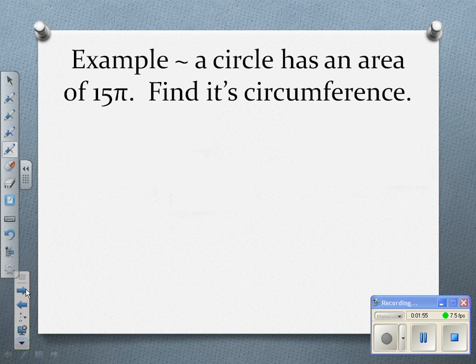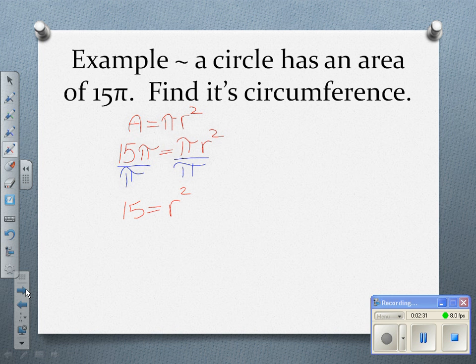So area is denoted with inches squared, feet squared, whatever. All right, so different kind of problem. We're going to work the formula backwards. We know that a circle has an area of 15 pi, and we want to find its circumference. So if I find my area formula and I plug this stuff in, area is 15 pi, and that equals pi r squared. So I've got to divide both sides by pi. And when I do that, I get 15 equals r squared.